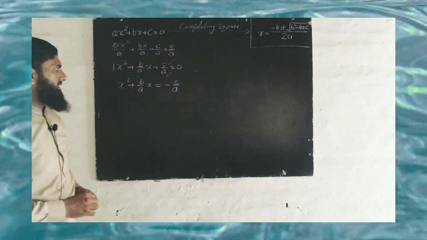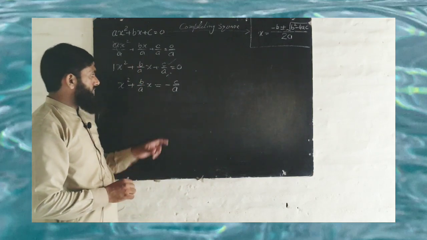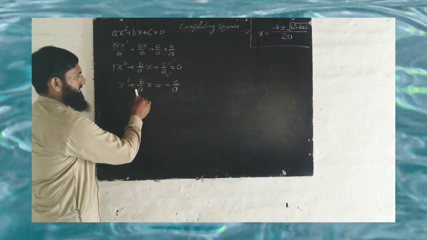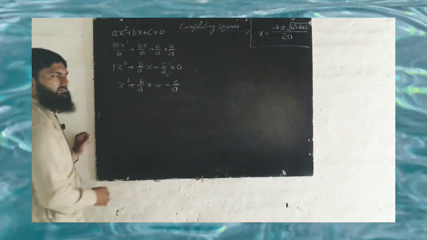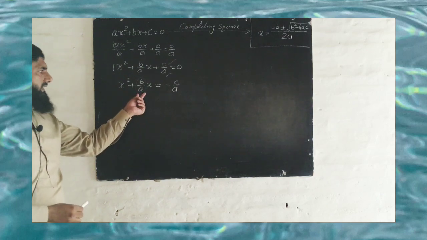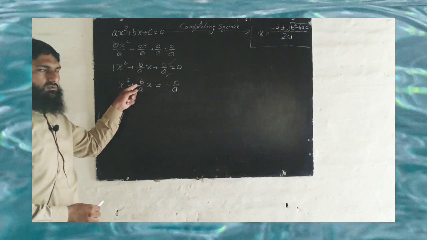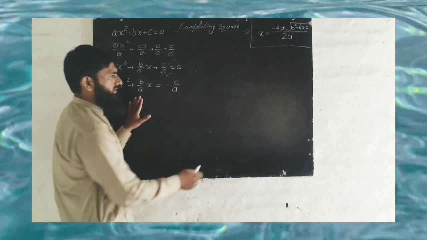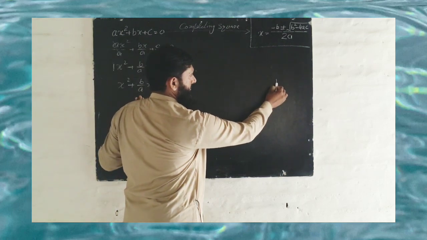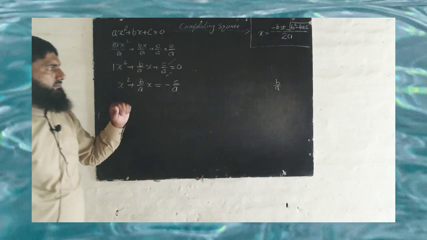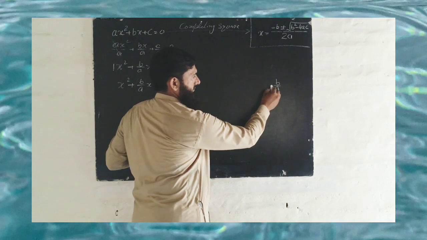And the third step of completing the square is that we have to half the coefficient of x. Whatever the coefficient of x is, we have to take half of that coefficient. Here the coefficient is b over a. First of all, we have to multiply this coefficient by 1 over 2.